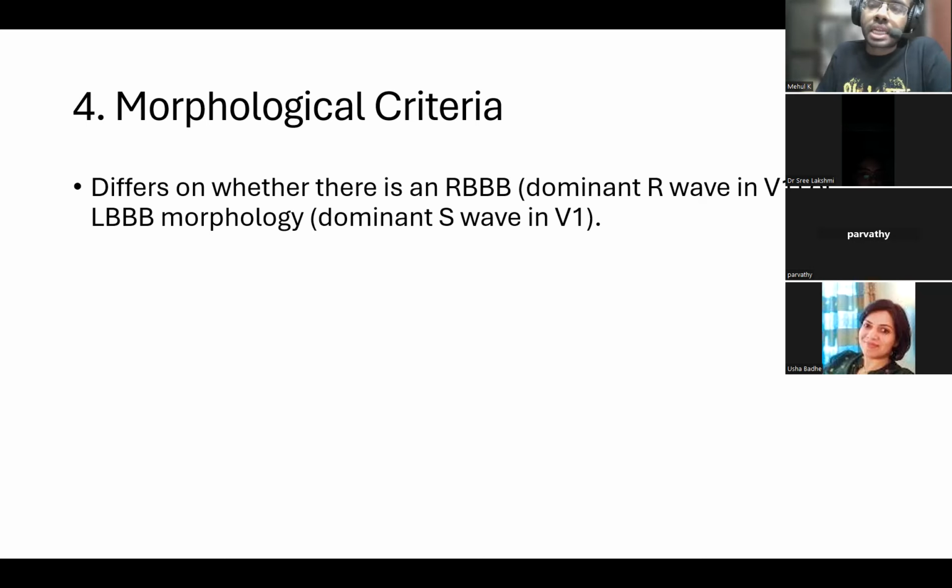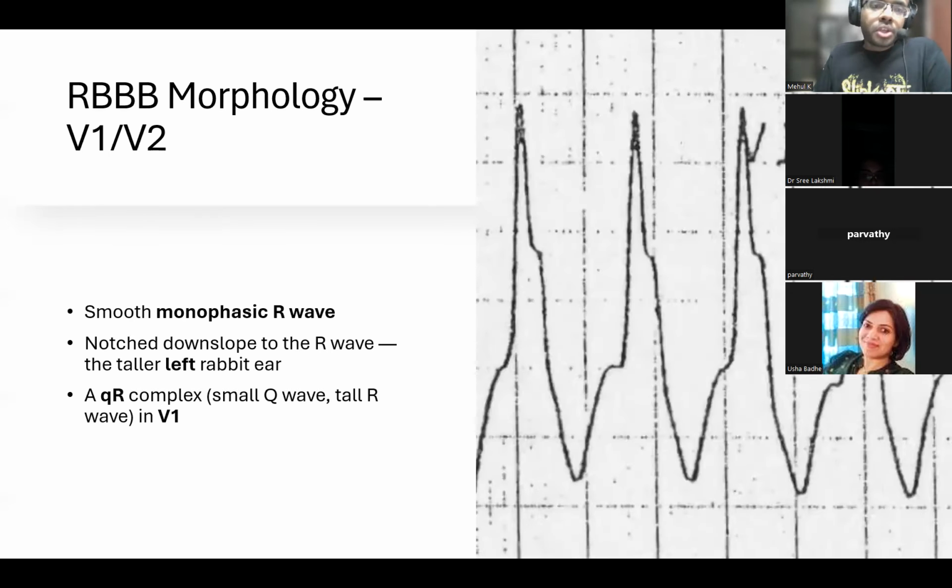So the morphological criteria is going to vary based on whether it is an RBBB-like pattern or an LBBB-like pattern. What do you mean by an RBBB-like pattern? You have a big R wave in V1, the big positive wave in V1 that goes to the RBBB morphology, and a big S wave, big negative wave in V1 goes towards an LBBB morphology. So in RBBB morphology, what are the things that actually favor VT? One thing is if you have a completely monophasic R wave, a smooth R wave, that is actually not typical of an RBBB, that favors VT.